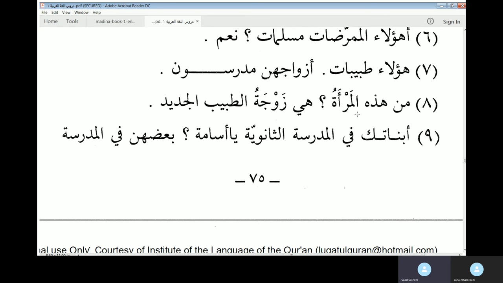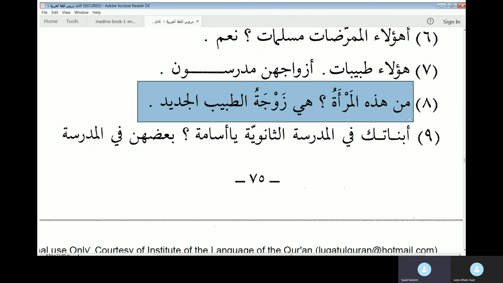If it's for plural, then what is it? Nisa. For plural, we say Nisa. But brother, how do we pronounce this, Imratu or Al-Mar'atu? In this sentence, we will pronounce Al-Mar'atu. How will we know? Because your spellings are different. When you talk about a non-specific woman, you will say Imra. When you talk about a specific woman, you will say Al-Maratu. She is the wife of the new doctor.